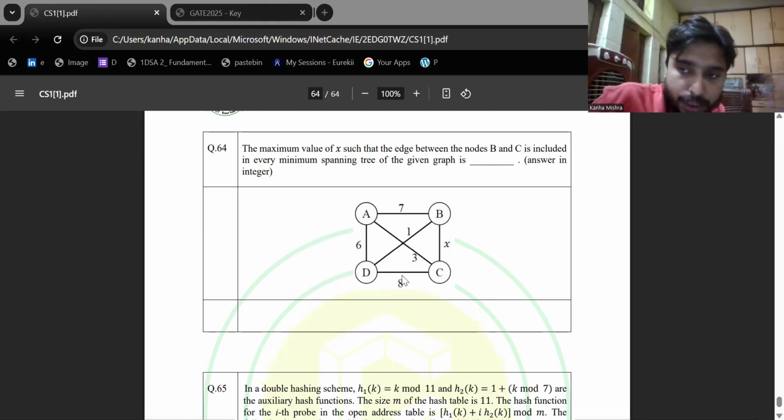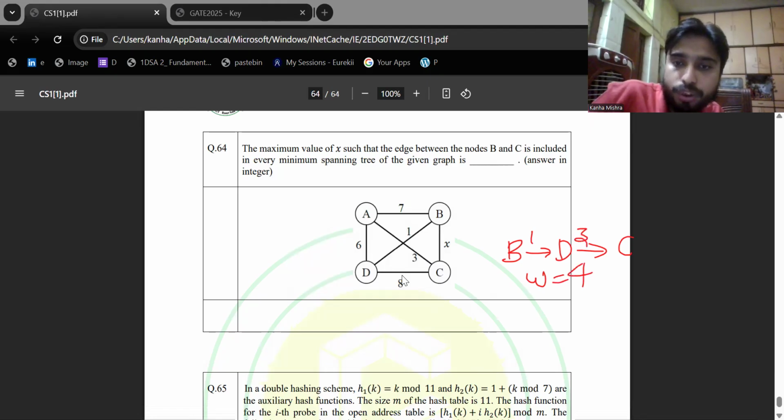Alternative path from B to C: B to D and D to C. If I go by weight, then the total weight will be, BD is 1 and DC is 3, so 1 plus 3, 4. Total weight 4. So if x is greater than or equal to 4, Kruskal could prefer BD and DC to connect B and C without BC, possibly forming a valid MST without BC.